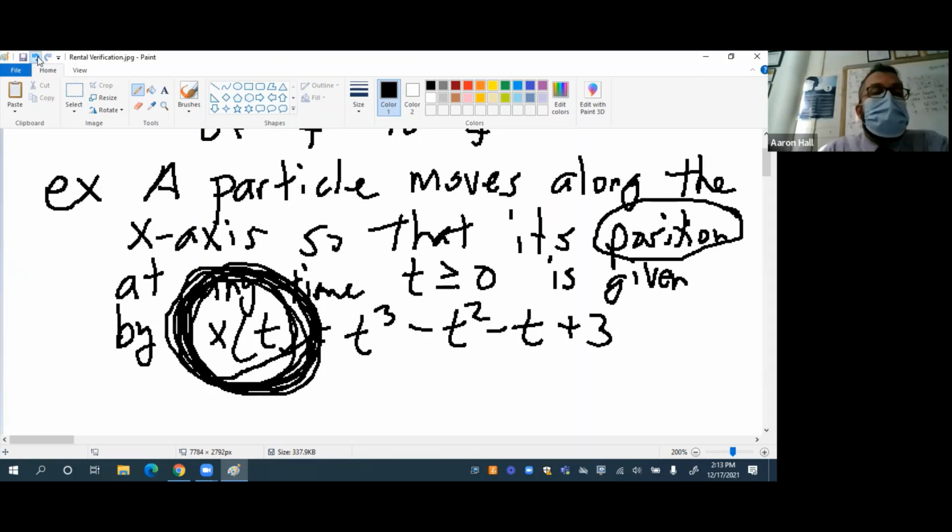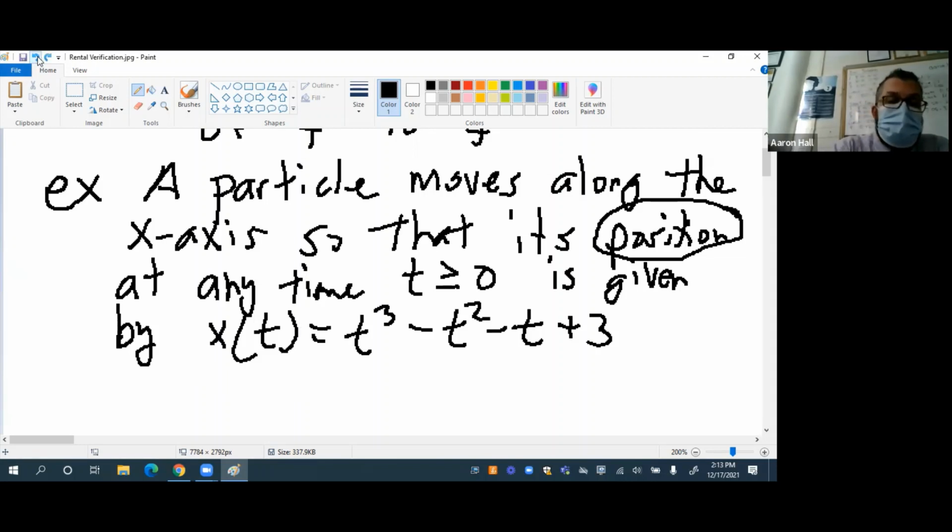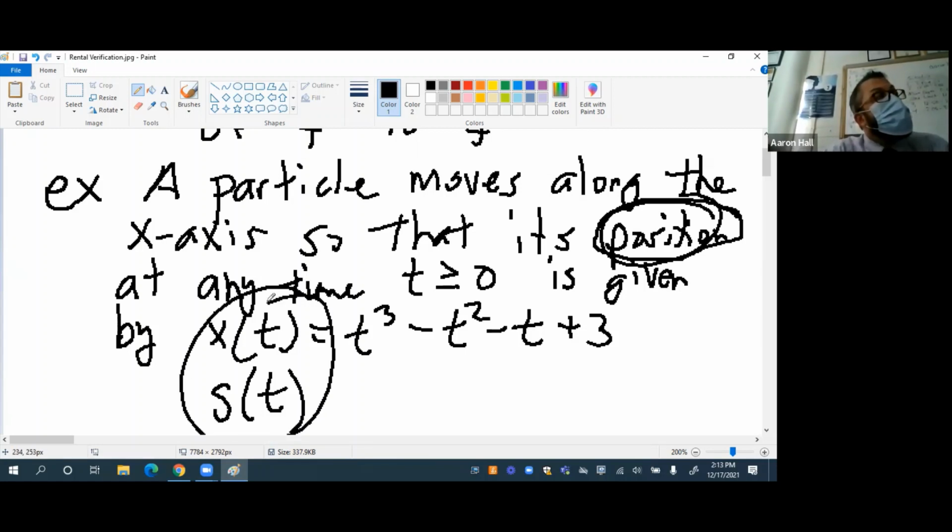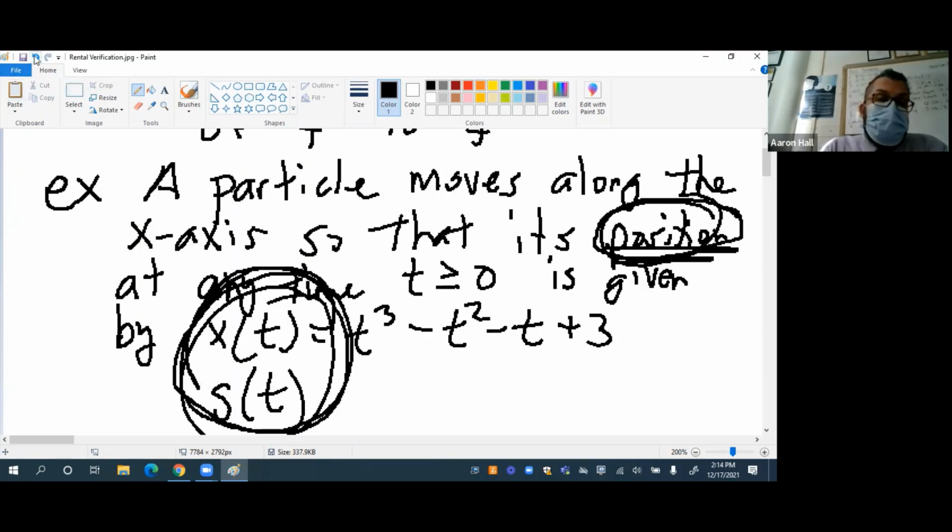In fact, there's another notation that's also common for position, and that would be s of t. If it was velocity, what would this part here look like? It would be v of t. And acceleration? A of t, yeah. So these are common notations that we would use when indicating a position function.